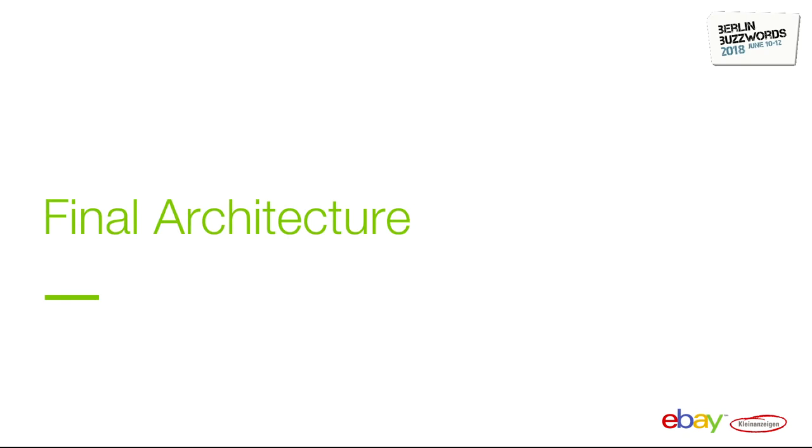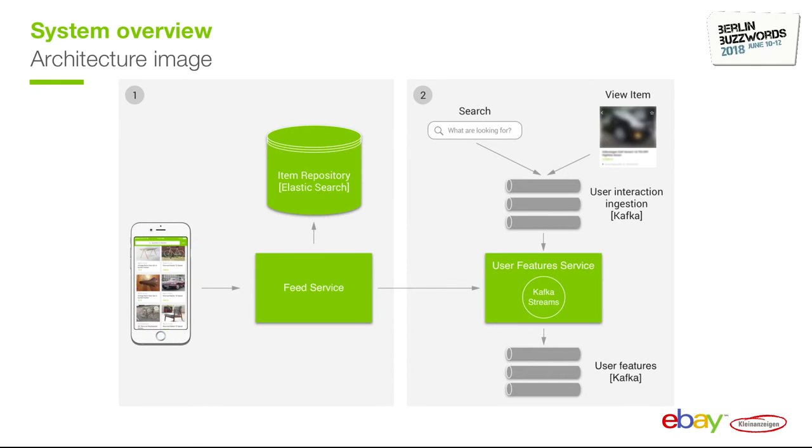So when you stick those two parts together, what do you get? You get a quite simple architecture. What you see on the right side is the ingestion flow that I talked about. The searches and the item views go into Kafka topics, and then we have a user feature service on top of that, which embeds the Kafka Streams library, and it consumes from these input topics, does the processing, and then writes the output back to Kafka topics.